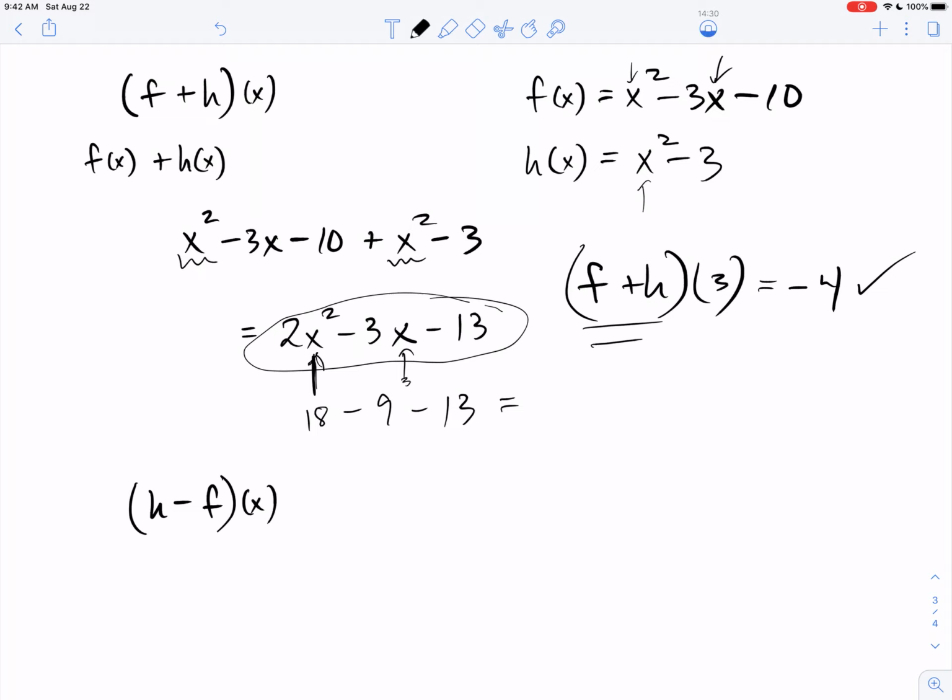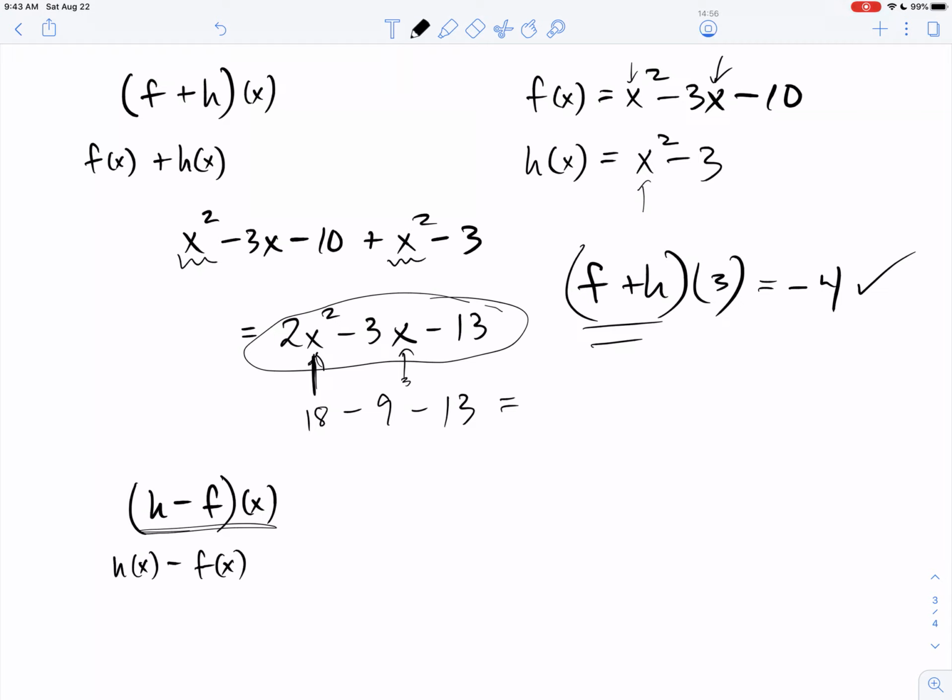This could be written like this: h of x minus f of x. It could be written either way. Remember, this is just shorthand. In math, we like to condense our statements down because we don't want to write out a huge sentence to explain what we're doing. We all know the same notation. So here we go.